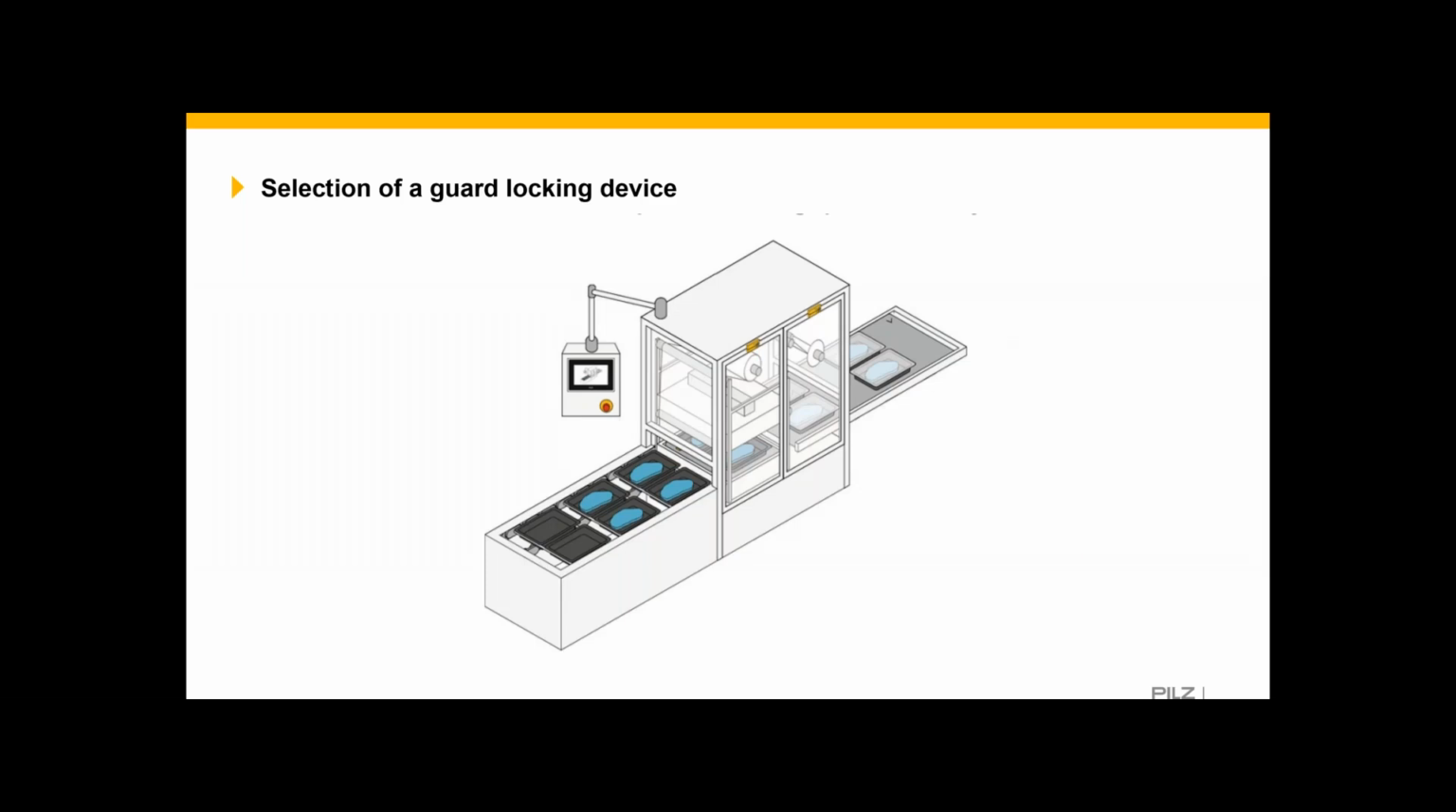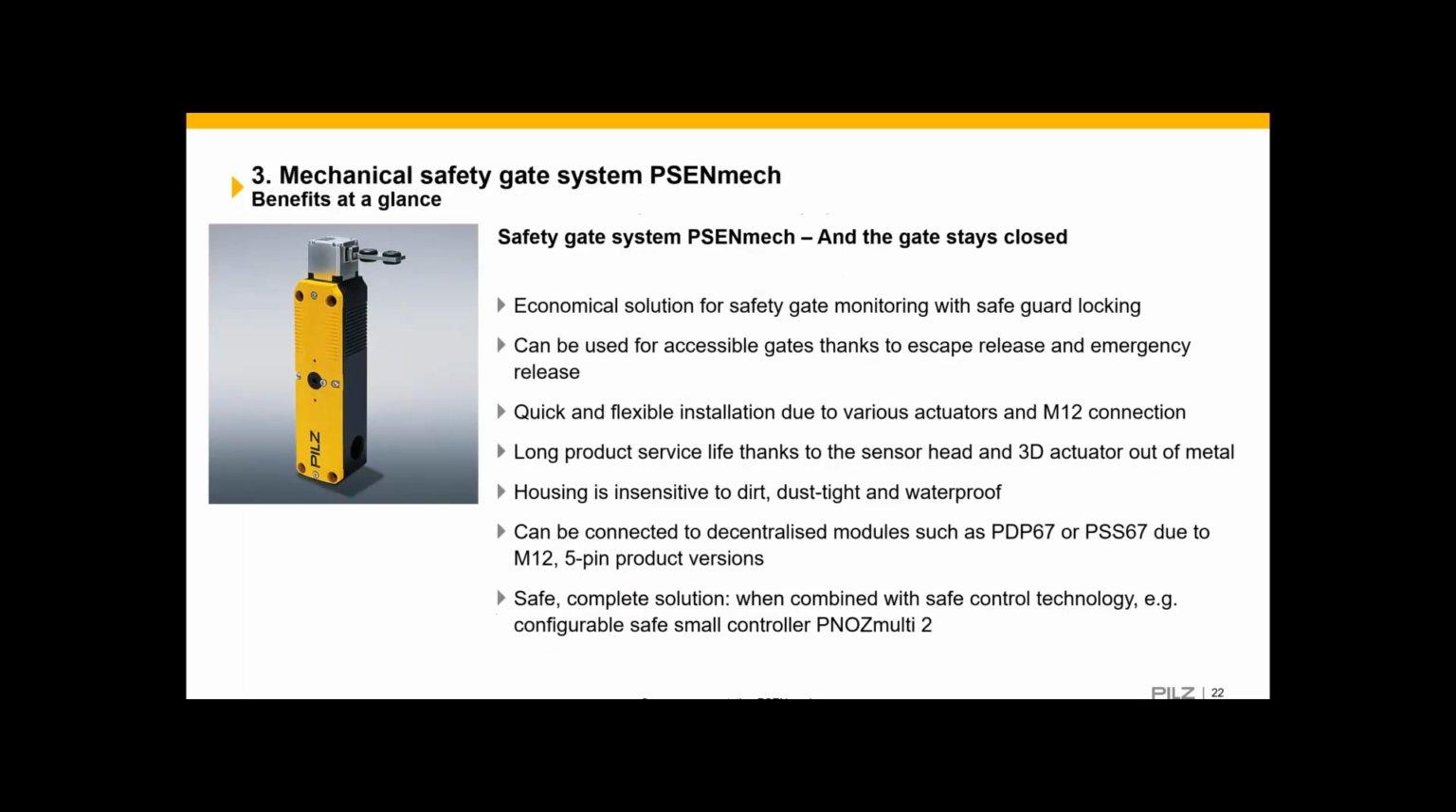So an example of a guard locking device for process locking would be the application here with flaps, and we have our PSEN mech 1 device, which is possible for this, or 5, and this allows for guard locking via spring force and magnetic force. We have an auxiliary release with a spring force, and there is an escape release and emergency release possible. So what we mean by that is an emergency release means that you could gain access into the machine if there was no power. An escape release would mean that if you had gained access and you were locked in, then you can escape out.